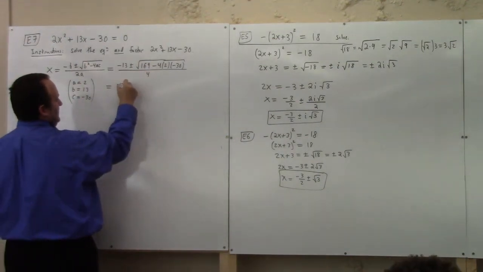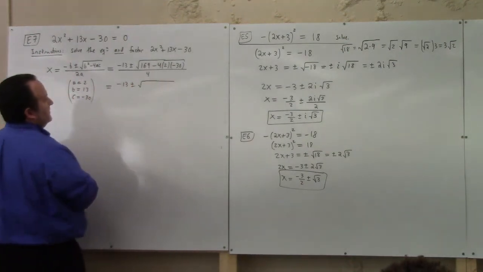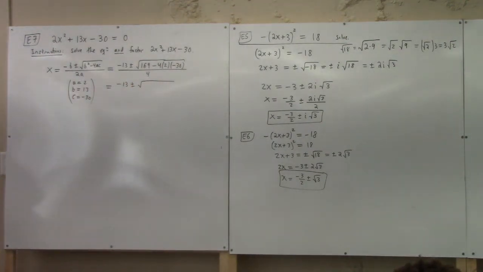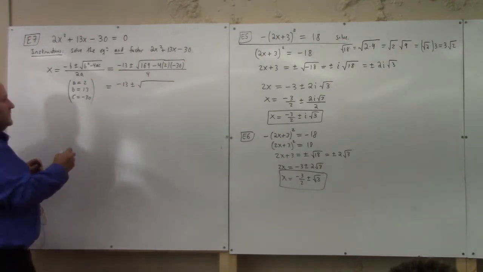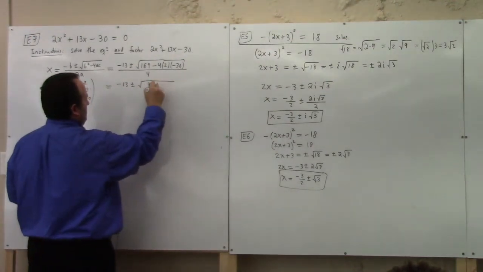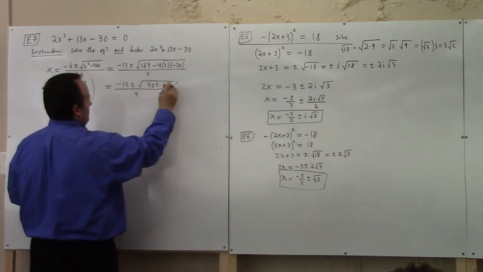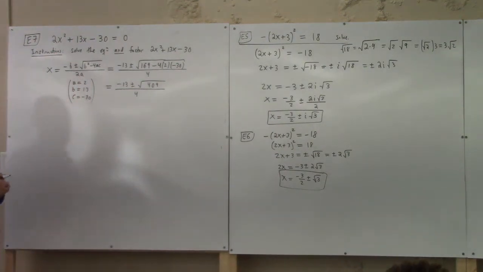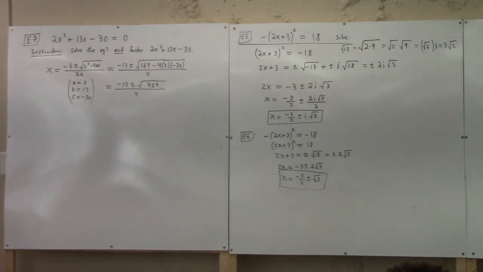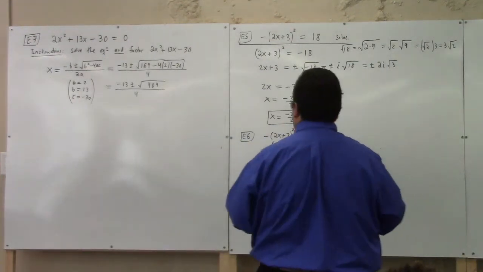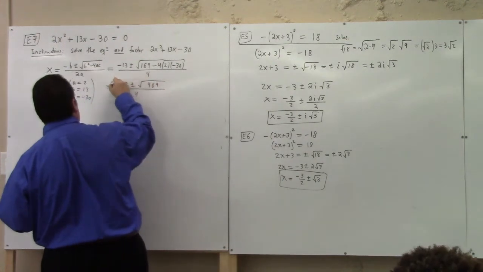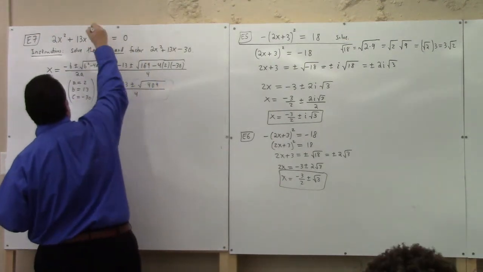So that gives us minus 13 plus or minus the square root of something unpleasant. 8 times 30 is 240. 240 plus 169 is 409. So, behold, we have solved the problem, in the sense that, did we solve the equation? Yes, we did. Those are the solutions to the equation. Put a box around it. Solve the equation. Check.